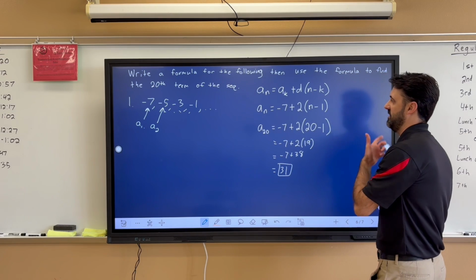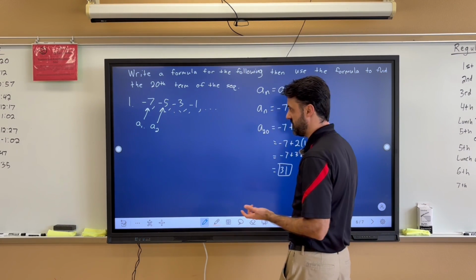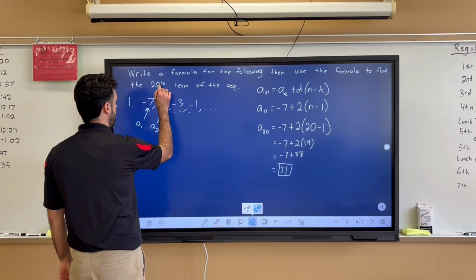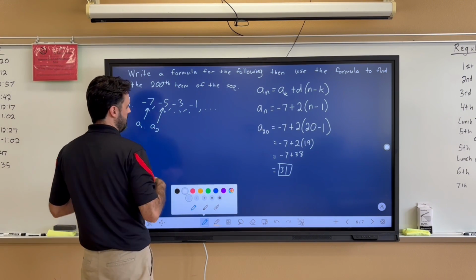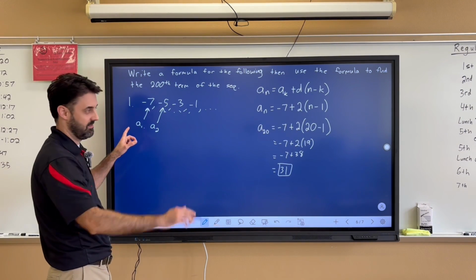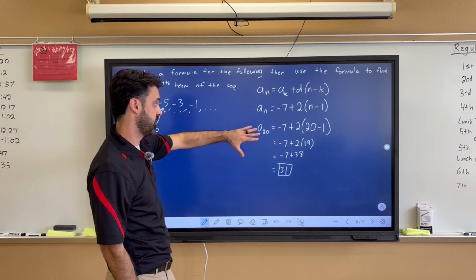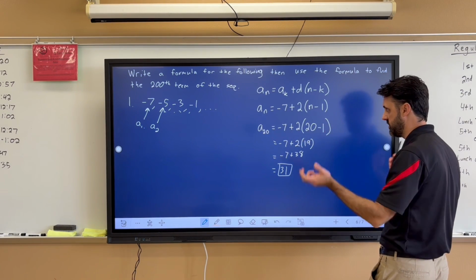Now, you may be thinking, why wouldn't we just list out 20 terms? And that is an option. But if I asked you for the 200th term instead of the 20th term, you probably are not going to want to list out 200 terms. Okay, so as that number gets bigger, we for sure want to use this formula to find the 20th term here, or the 200th term, or whatever it may be.